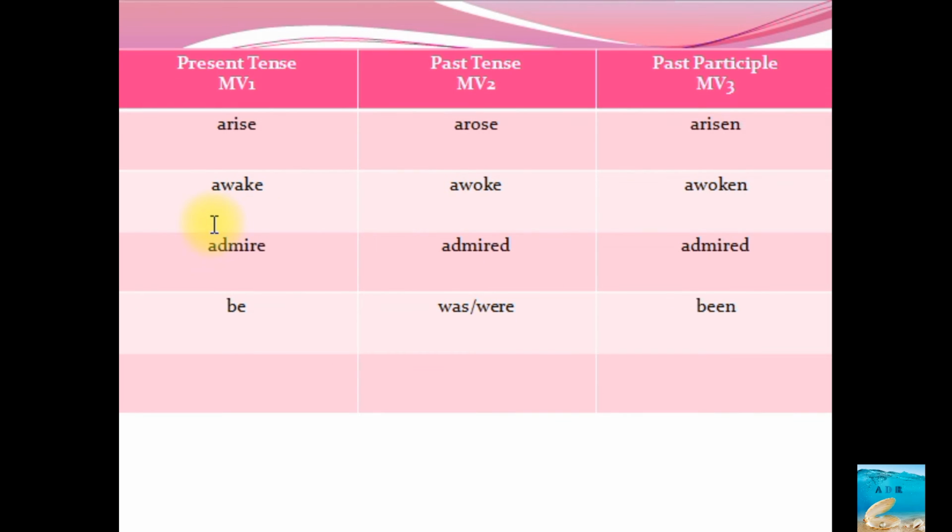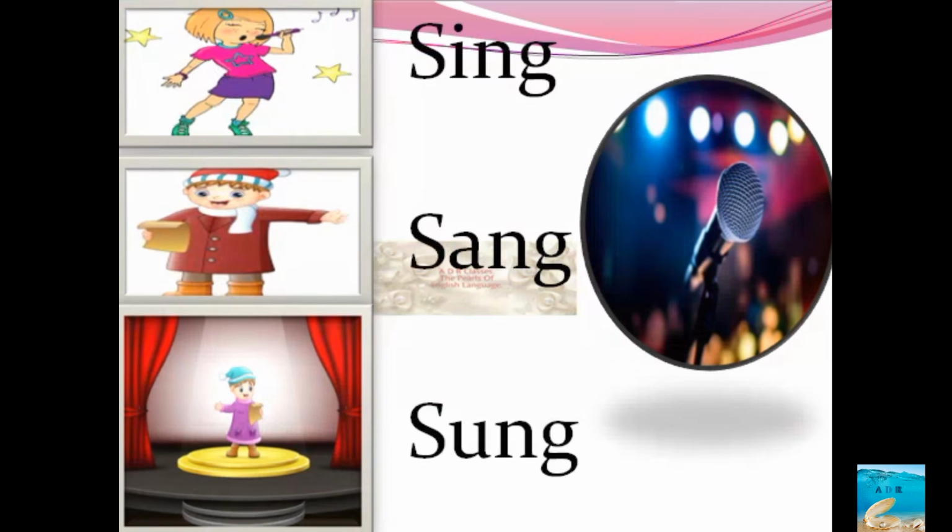Now that main verb will definitely be categorized under 3 columns for the convenience of time classification. The first time classification is MV1, that is present tense form. The second is MV2, that is past tense form. The third is MV3, that is past participle form.